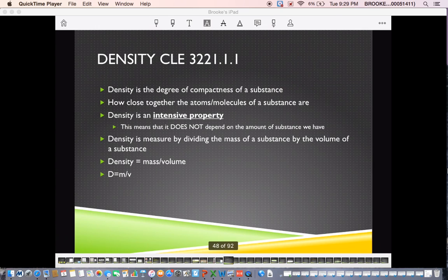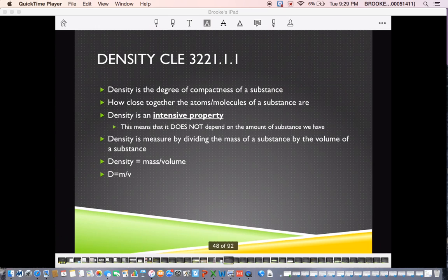And density is an intensive property. That's a new vocabulary word. All it means is that it doesn't matter how much of that substance you have, that property is going to be the same. So when we're talking about water, the known density of water is 1.